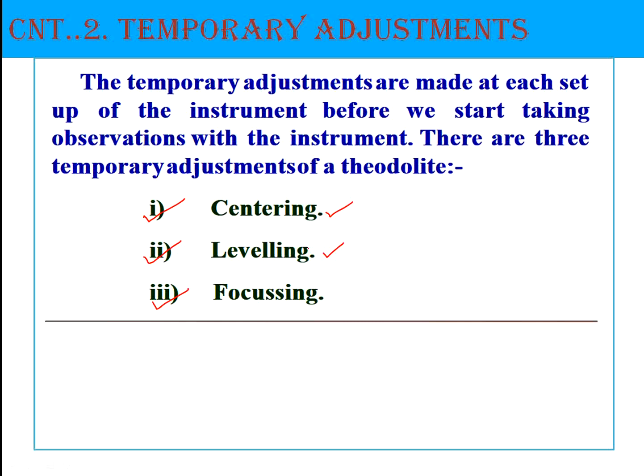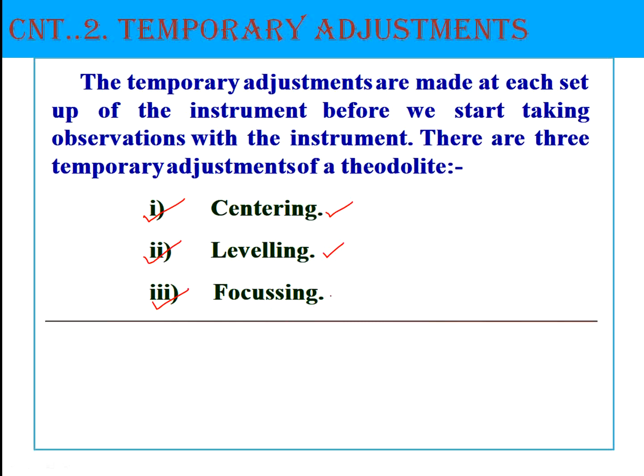You have to make your instrument exactly horizontal. For that you will be seeking the help of the leveling screws or leveling head in order to do this leveling operation. This leveling operation we have already discussed in the case of the dumpy level. Sometimes 4 screw theodolites are also available. For that case, the leveling operation is done in a slightly different manner, but the principle remains the same.